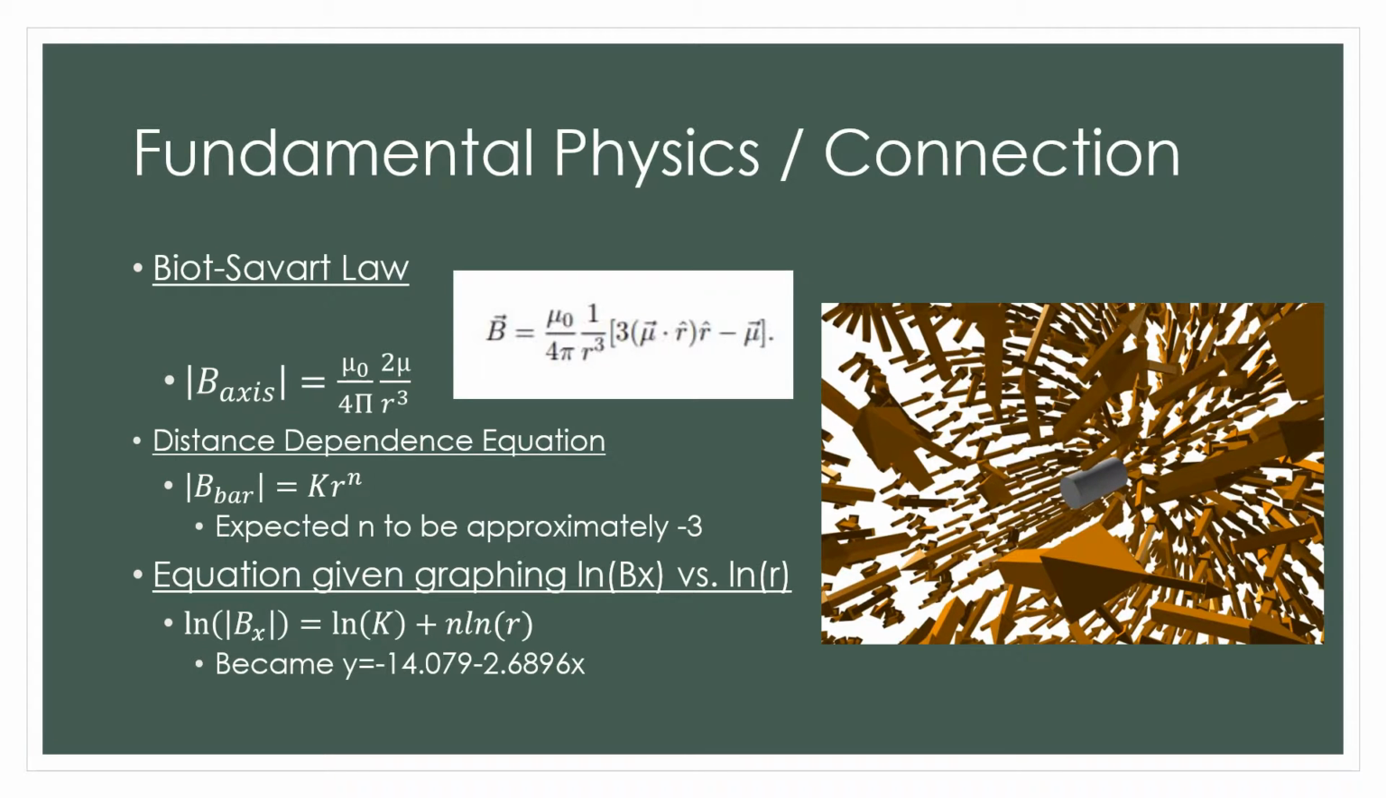In this lab, we used several different fundamental physics equations, including the Biot-Savart law for an on-axis dipole, which is equal to mu naught over 4 pi times 2 mu over r cubed. We also used the distance dependence equation, k r to the n, to determine how the magnetic field changed as the observation location got closer or farther away. The equation found from graphing ln of Bx versus ln of r was ln of Bx equals ln of k plus n ln of r. This ended up being y equals negative 14.079 minus 2.6896x.